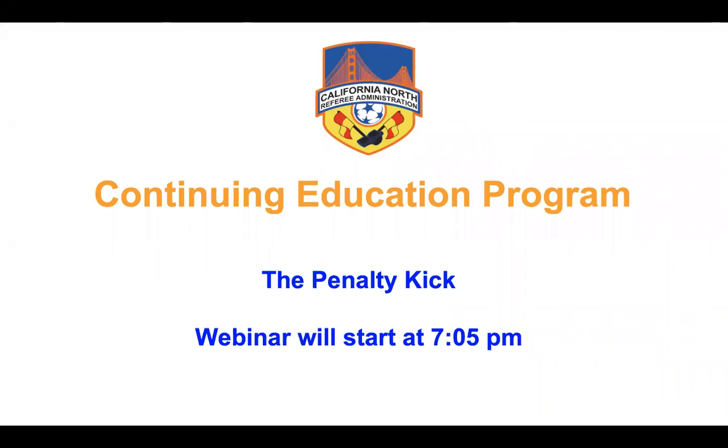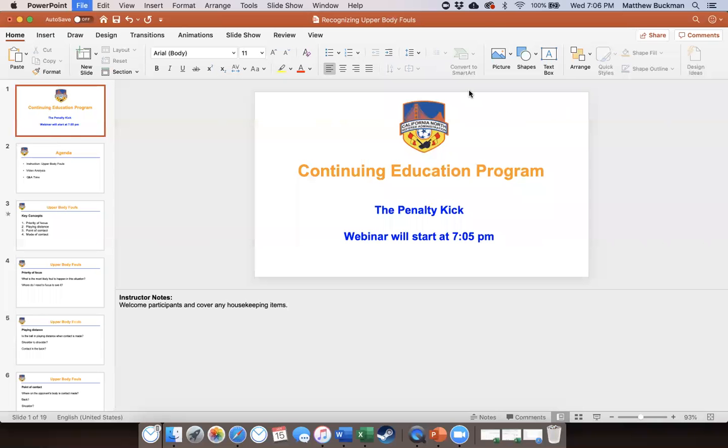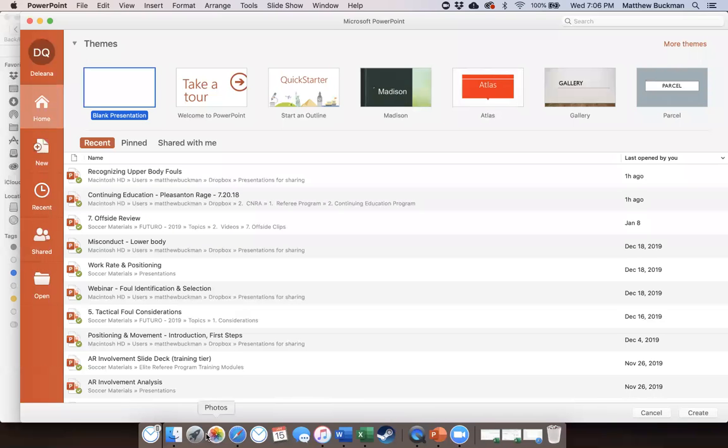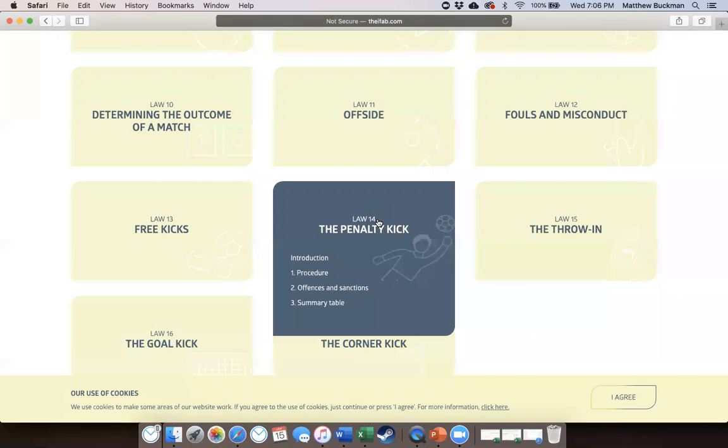For those of you who just joined, we're going to be discussing the penalty kick. Again, a bit of a laws of the game refresher, and then we'll get into some of the changes that have come about more recently with potential sanctions when people are guilty of breaking some of the rules. So give me a second. Okay, so again, we're going to go through the penalty kick.